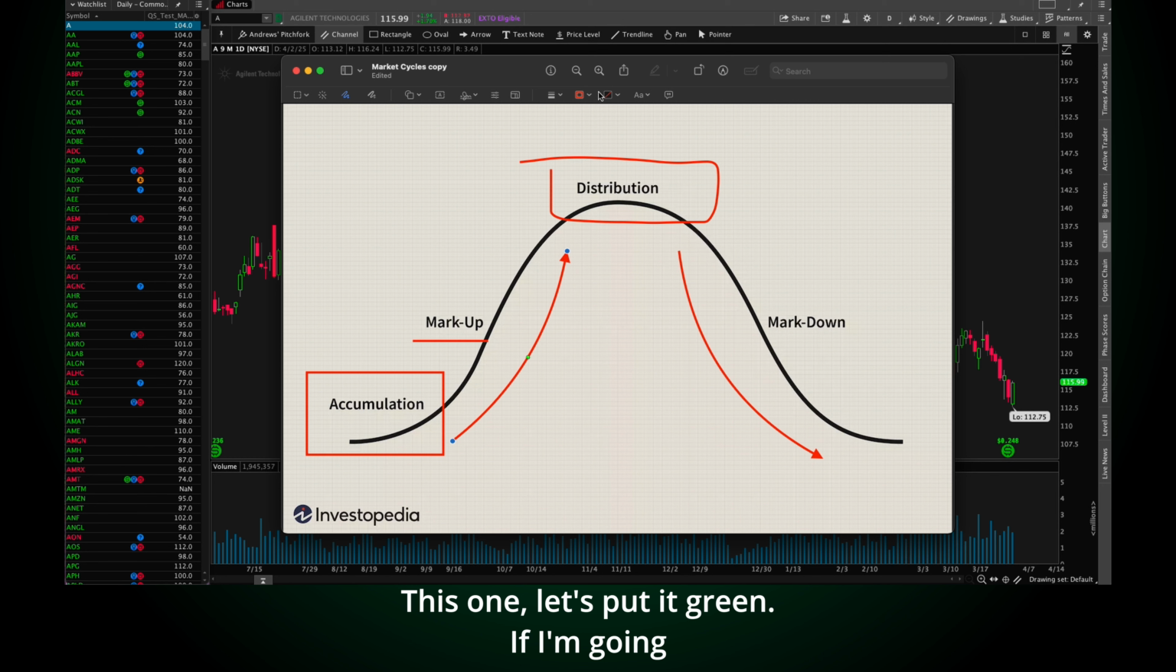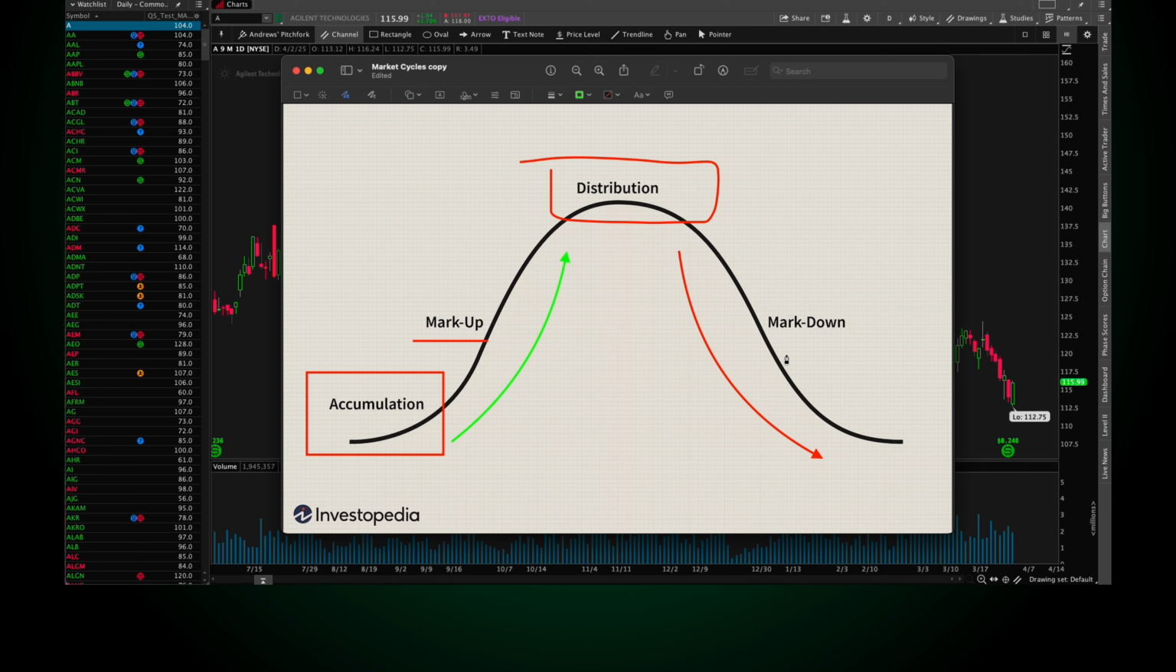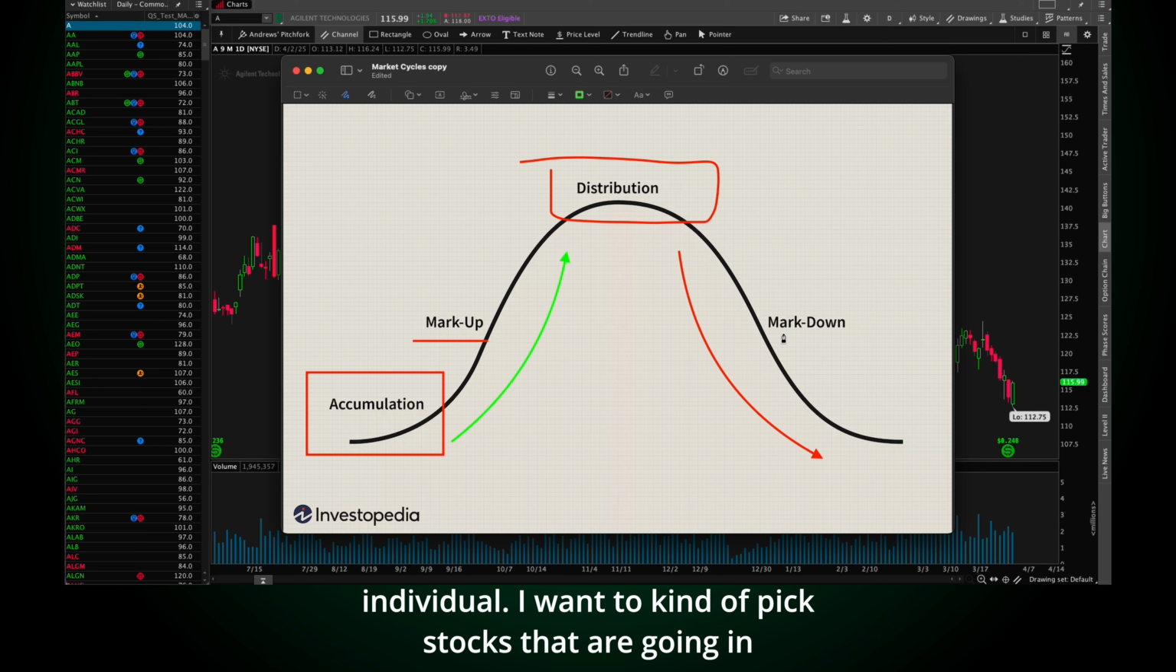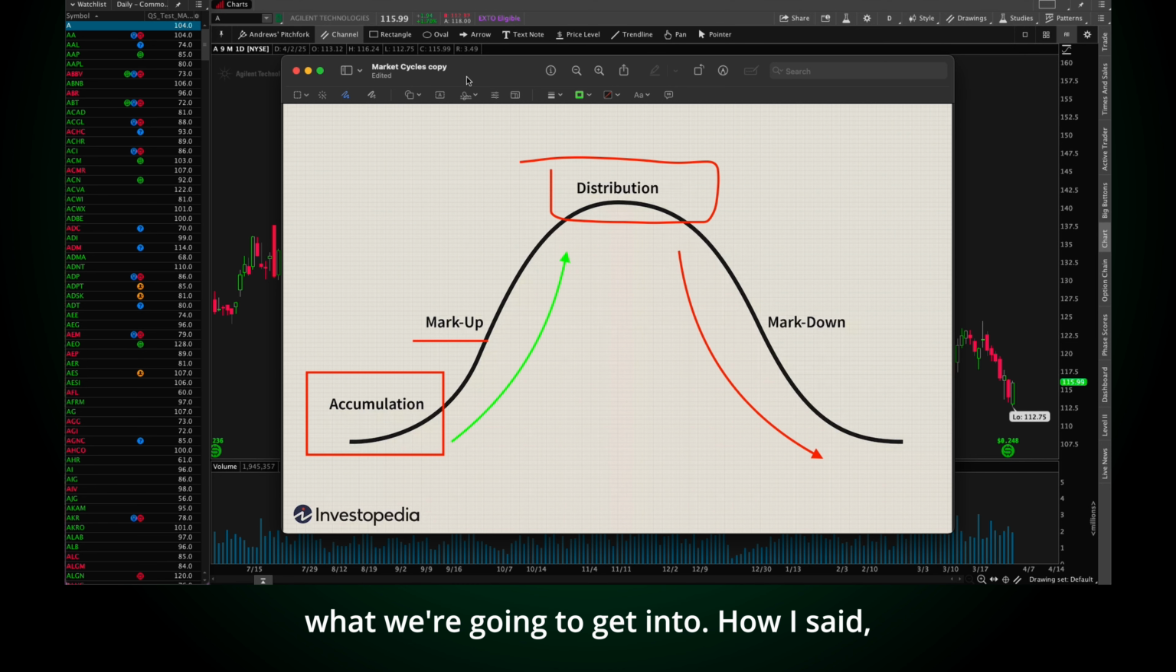This one, let's put it green. If I'm going long, I want to find the phase that is bullish for me, trend up. And if I'm going short, which I don't do too much, I want to find this phase. But also, the general market needs to be in one of these phases, right? It's not just the individual stock. I want to pick stocks that are going in the same direction as the general overall market. But now, how do I do that? That's what we're going to get into.